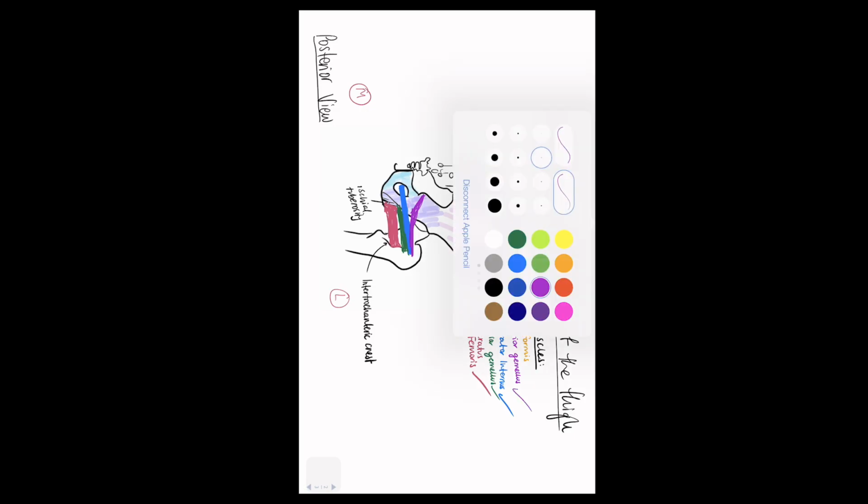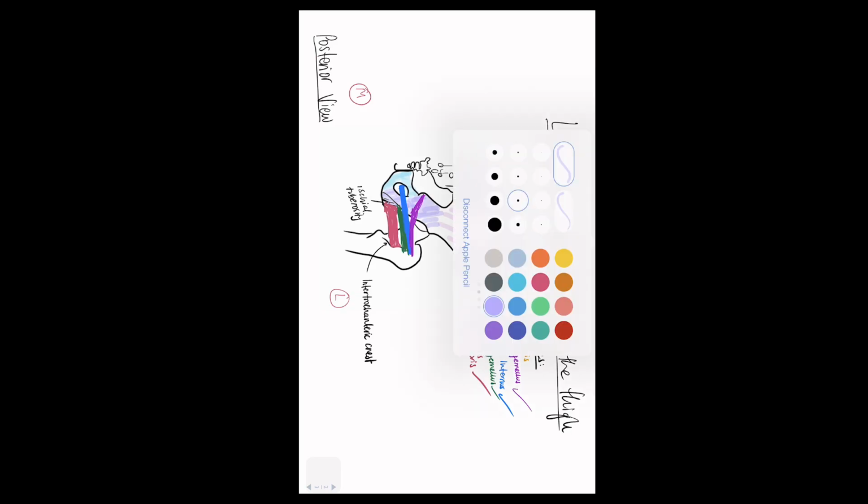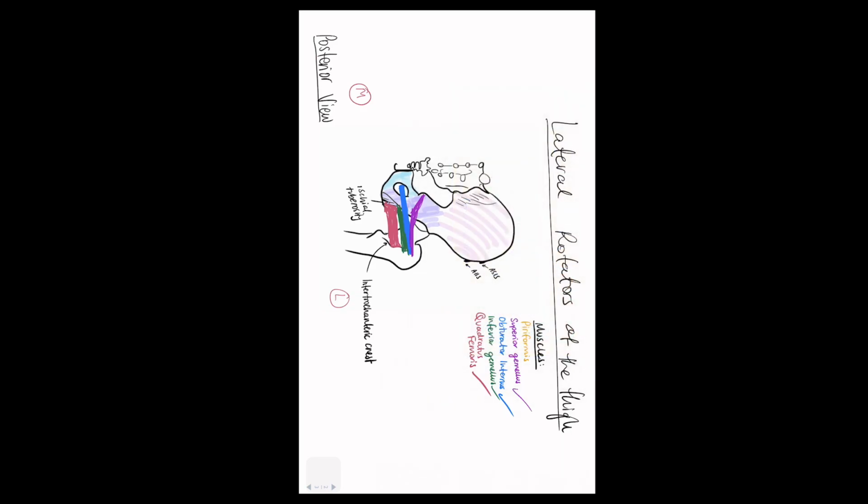Lastly, we have the piriformis muscle, and our piriformis muscle is going to originate from the anterior surface of the sacrum. So I'll put it in highlighter here to demonstrate that it's coming from the anterior surface of the sacrum, and then the insertion will be the superior aspect of the greater trochanter. And those are the lateral rotators of the thigh.